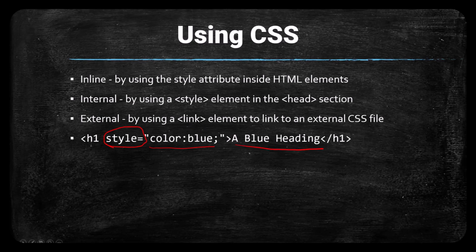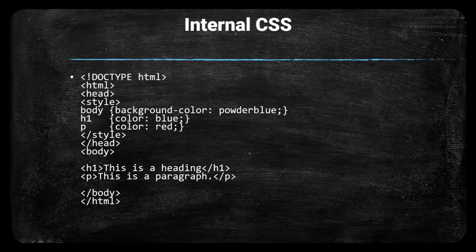Specify the color blue, which means this whole heading turns blue. Or, in internal CSS, you can use all of it, but this time you cannot use it here. You use it in a style tag which is situated inside the head tag. In the style tag you define any color or any location you want, for example, the body should have a background color of powder blue, the h1 tag color will be blue, and paragraphs are red, so they implement it.